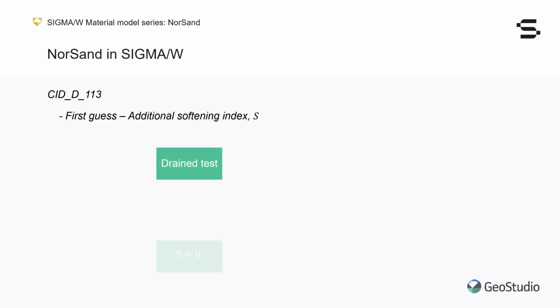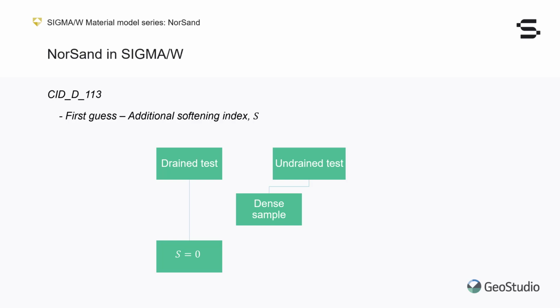For an undrained test, if the sample is dense, for example if the state parameter is smaller than 0, then S should also be kept to 0. However, if the sample is loose, for example if the state parameter is larger than 0, then S could be non-zero. I will show the effect of S equal to 1 for some undrained examples later on. For now, since the test we are calibrating is drained, S will be set to 0.